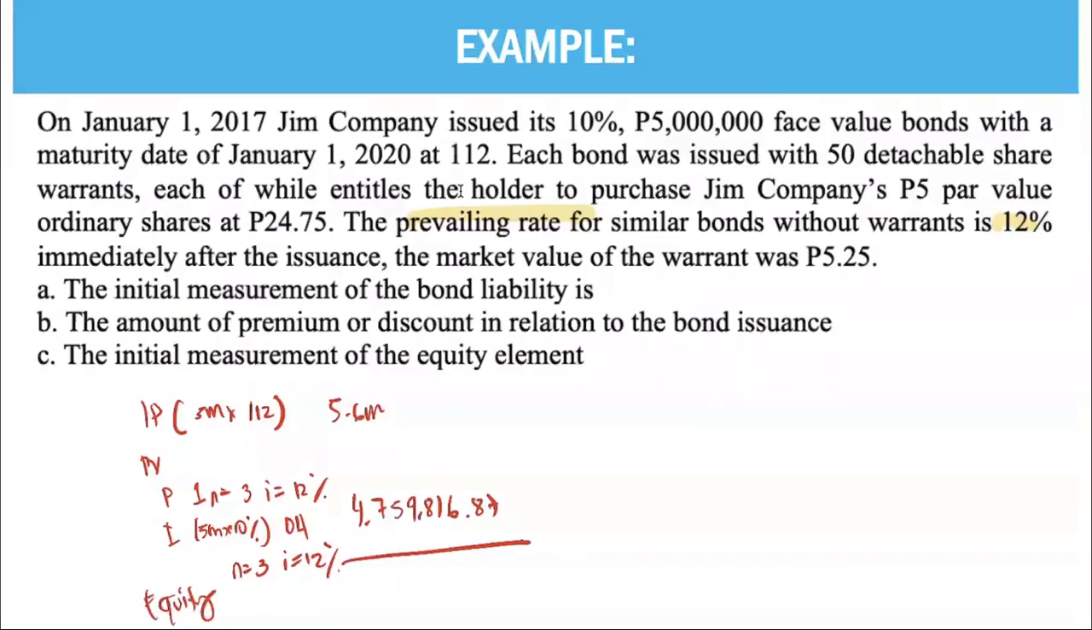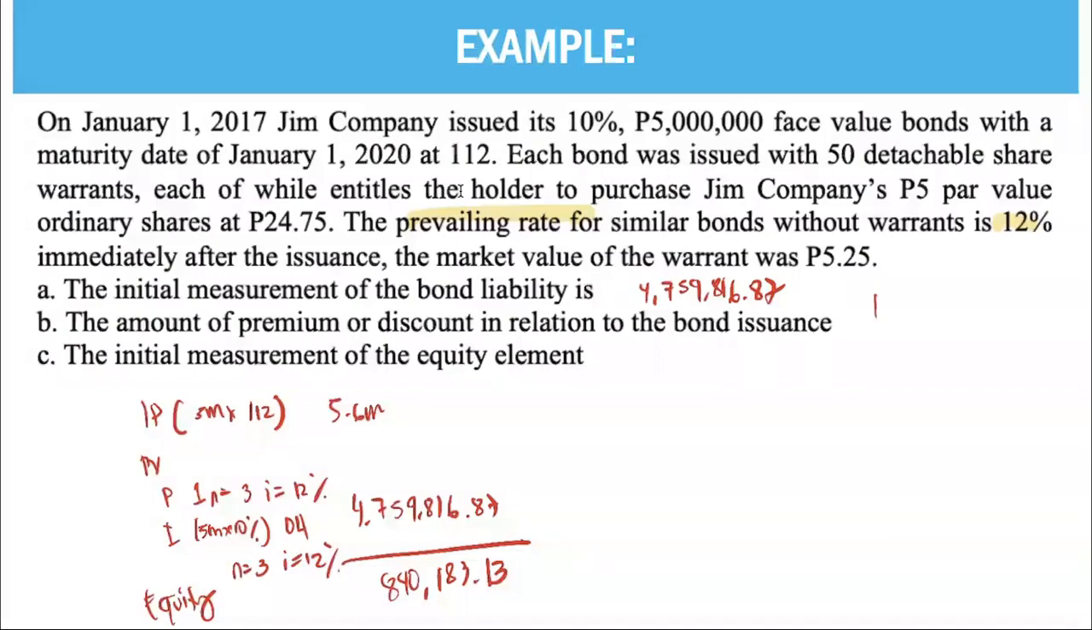So 5.6 million less 4,759,816.87 will give us 840,183.13. So the initial measurement of your bond liability, that is your liability component, is 4,759,816.87.